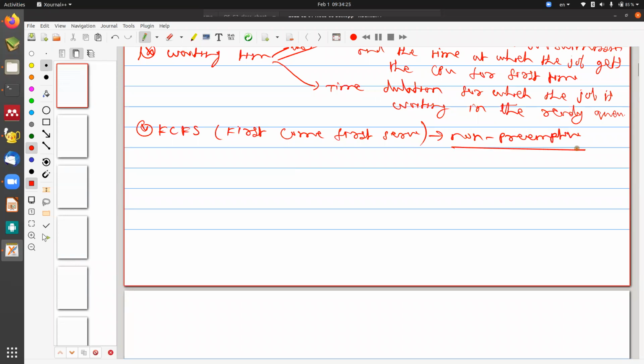What is non-preemptive? Please remember, preemptive means forcibly taken away, forcefully taken away from the CPU. Means somebody is executing your algorithm, and in the middle also you can remove that process. Then that is called a preemptive.